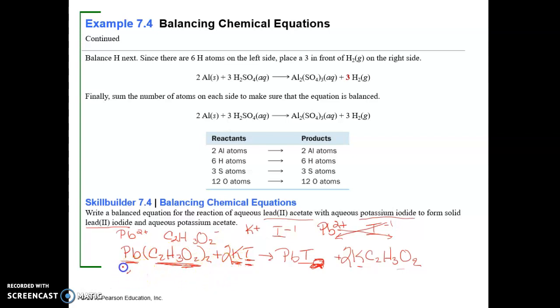All right, let's look it over and see if we've done it all yet. So I have 1 lead and 1 lead. I have 2 acetates and 2 acetates. Good. 2 potassiums, 2 potassiums, 2 iodines, because this 2 is multiplied across, and 2 iodines. This is iodine here. So that balances. So this whole entire thing is balanced. Nice job.